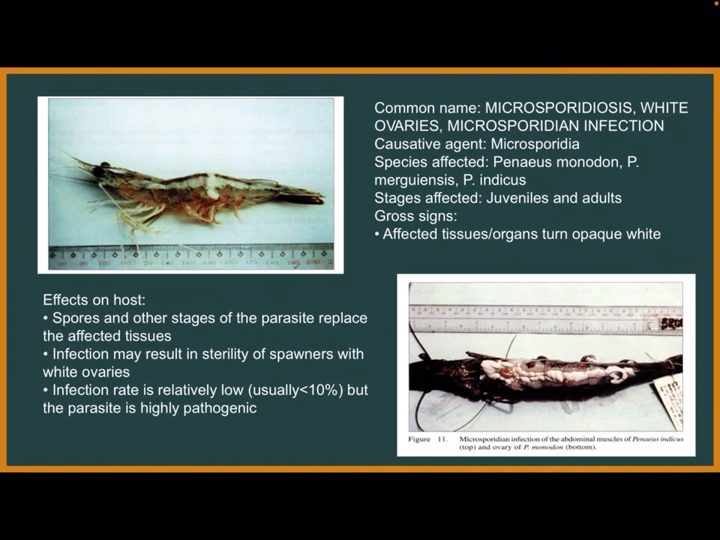Infection may result in sterility of spawners with white ovaries. Lastly, infection rate is relatively low, but the parasite is highly pathogenic.